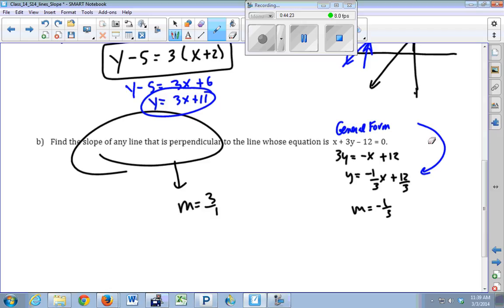So most of you were able to find that the slope of this line was -1/3. So the slope of anything perpendicular to that will be 3. You change the sign and you flip it around, 3/1. Okay.